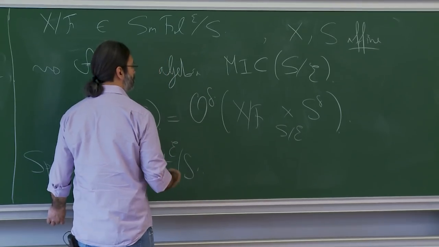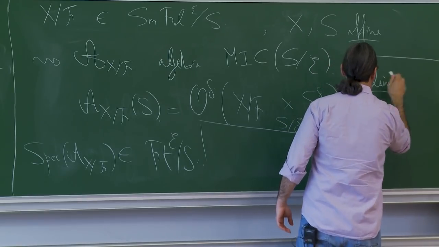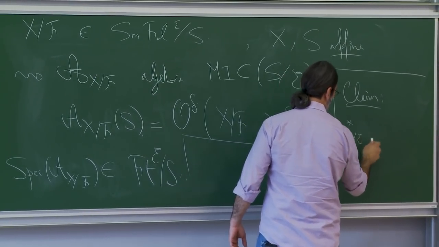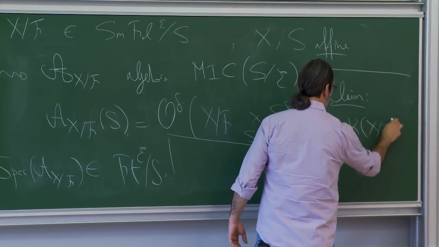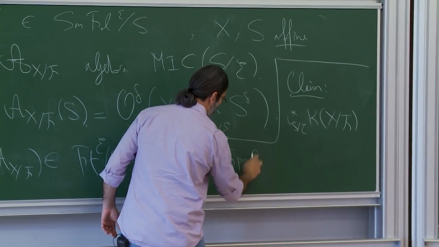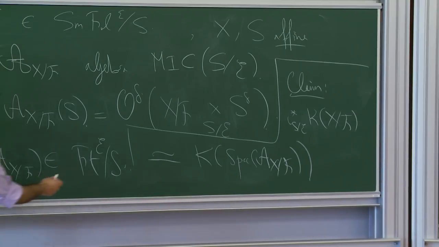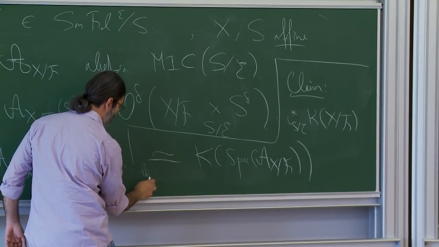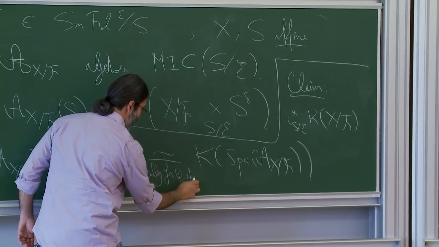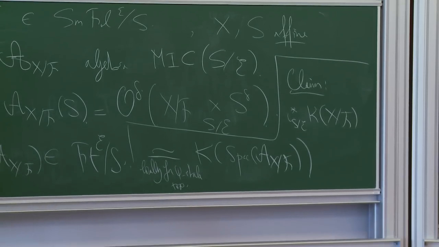And then the claim is that if I want to evaluate my iota SE upper star of K at X/F, this is given by K at the spectrum of A_{X/F}. This is actually not completely true, so this is really up to, or at least locally, for let's say the étale topology. So it's a good enough approximation for us.